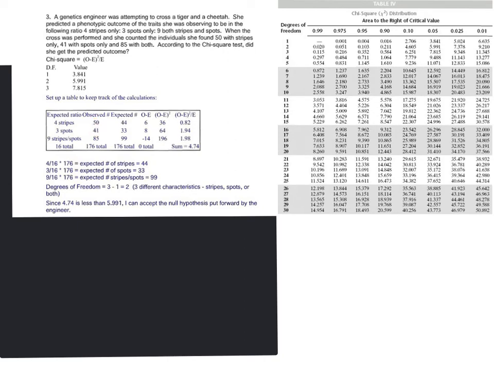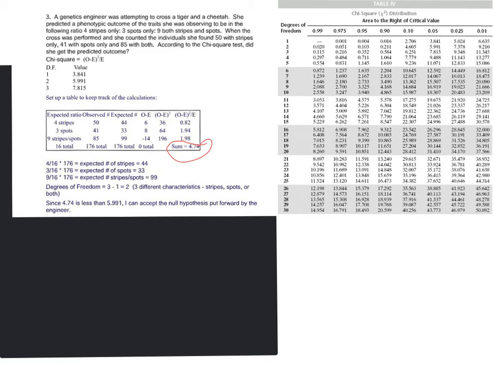Your observed values are 50, 41, and 85. When you subtract your expected from the observed, these are the values you get. When you square it, this is what you get. When you divide it by the expected, these are your values. When you sum them up, this is your chi-square. So your chi-square value is here, 4.74.